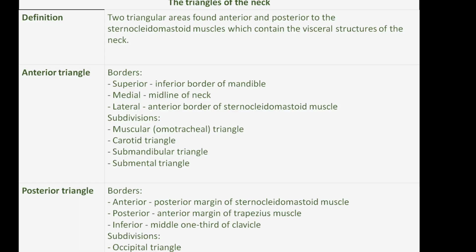On this picture, on this table, you can see the peculiarities of the triangles of the neck.